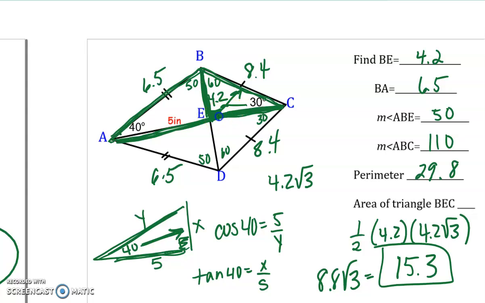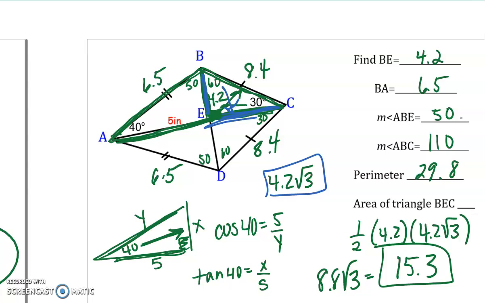You could have also, instead of using this side right here, I'm trying to show you, instead of using that as 4.2 root 3, you could have just used trig. I just used the fact it was a 30, 60, 90, and if the short side's 4.2, the long side's 4.2 root 3. All right, so I hope that was enough for kites.